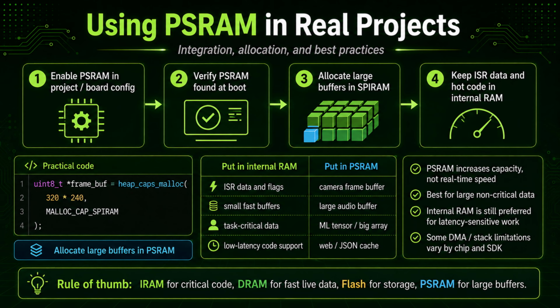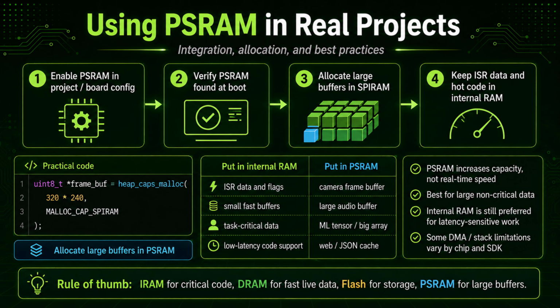Interrupt-related data, small high-frequency buffers, task-critical structures, and latency-sensitive objects are often better kept in internal DRAM. Also remember that DMA compatibility and other memory capabilities can vary depending on the ESP32 variant and ESP-IDF configuration. So always check the memory requirements of the peripheral you are using.